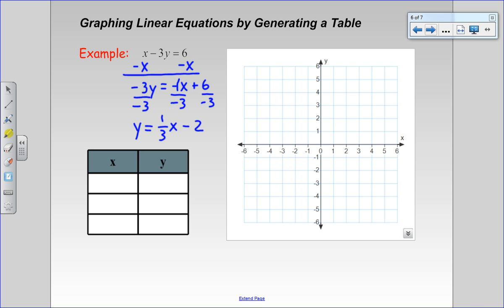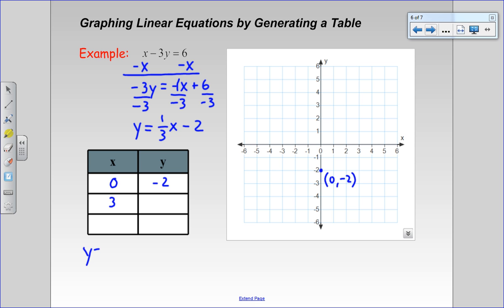Let's generate some ordered pairs. Let's let x equal 0. In that case, y equals negative 2. So the first point on our graph is 0, negative 2. Now again, looking at that fraction, we want to choose multiples of 3 as we substitute for x. So let's let x equal 3.